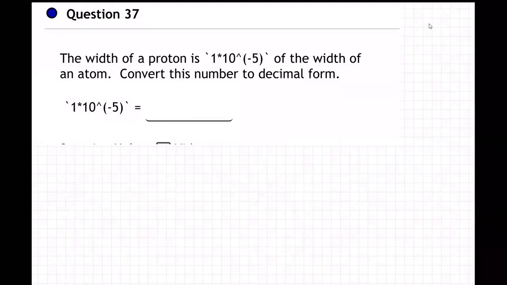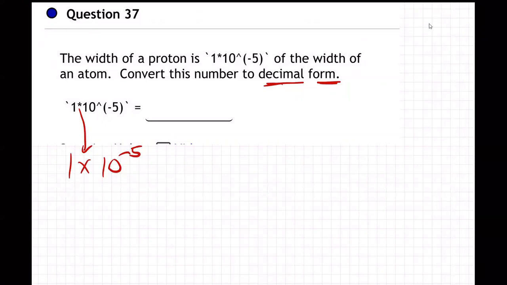Okay, on this question, they're saying that the width of a proton is 1 times 10 to the minus 5 of the width of an atom. Wow, so it's a very small part of the width of an atom. Convert this number to decimal form. Okay, so it's 1 times 10 to the minus 5. That asterisk means times, right? Okay, so that's in scientific notation. How do we convert that to decimal form, meaning regular notation?